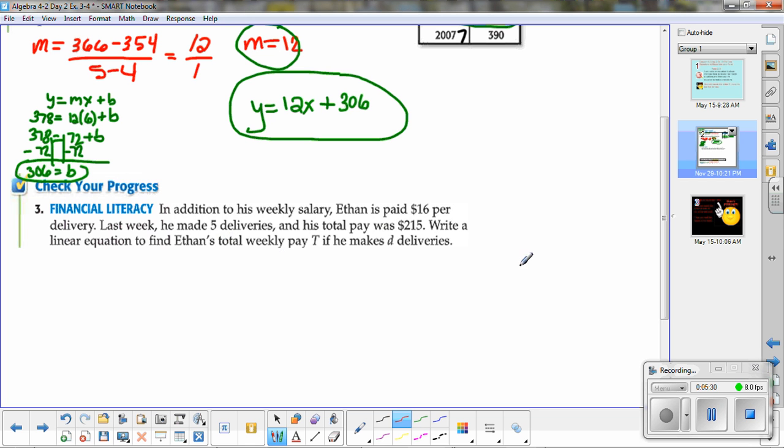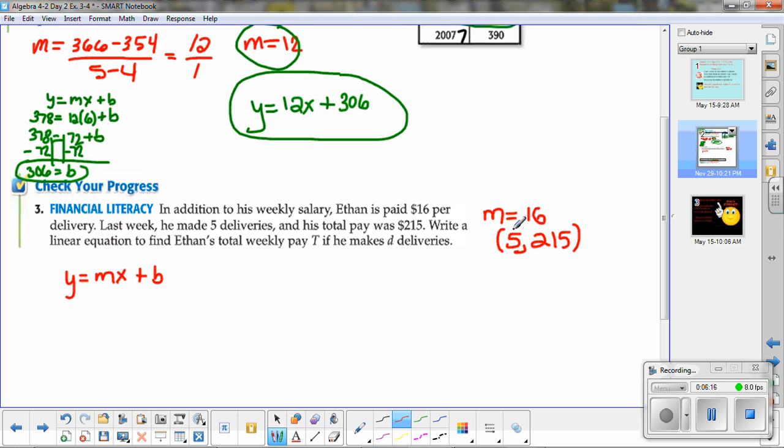Well, the information that we were given here is that he's paid $16 per delivery. So that is going to be our slope. It's $16 per delivery. That's our rate of change. And then we also know that last week he made 5 deliveries and his pay was $215. So that would be the ordered pair 5, 215. For 5 deliveries, he got $215. So we have a point and the slope. When you have the point and the slope, you're going to go ahead and plug it into the formula y equals mx plus b to find out what b is.